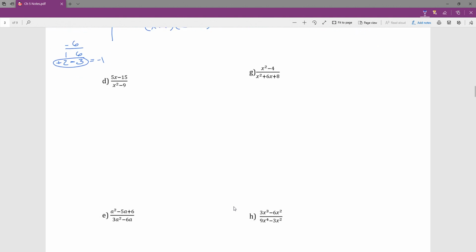The one at the bottom here, for D, common factoring a 5 out, I'd be left with an x minus 3. And the bottom part here, no greatest common factor, but it is a difference of squares. So I'd have x plus 3 and x minus 3. Everything in this one's fully factored, and I get to do this really fun step of crossing those things out. So my final answer would be 5 over x plus 3. And again, you could put brackets around that x plus 3, but you don't have to.